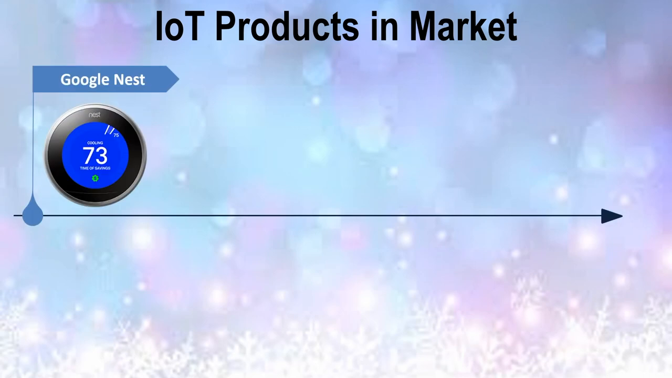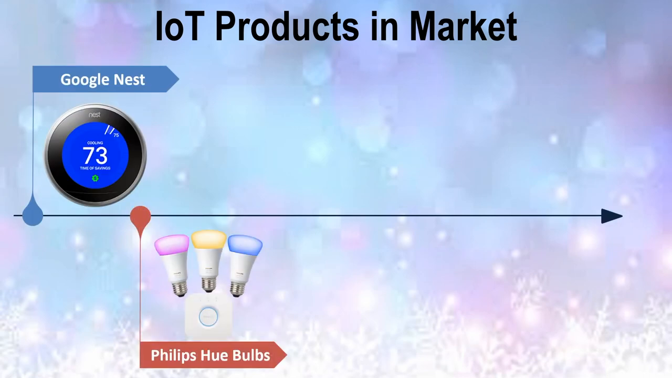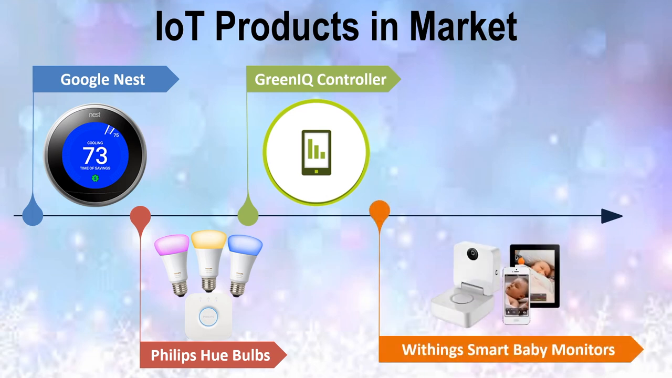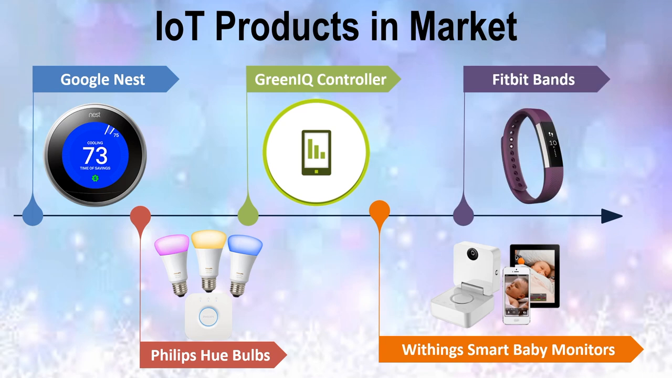Now, next part is what are the IoT products available in the market? For example, I have listed here Google Nest, Philips Hue bulbs, the Green IQ controller, and also the baby monitoring system, and also Fitbit bands.